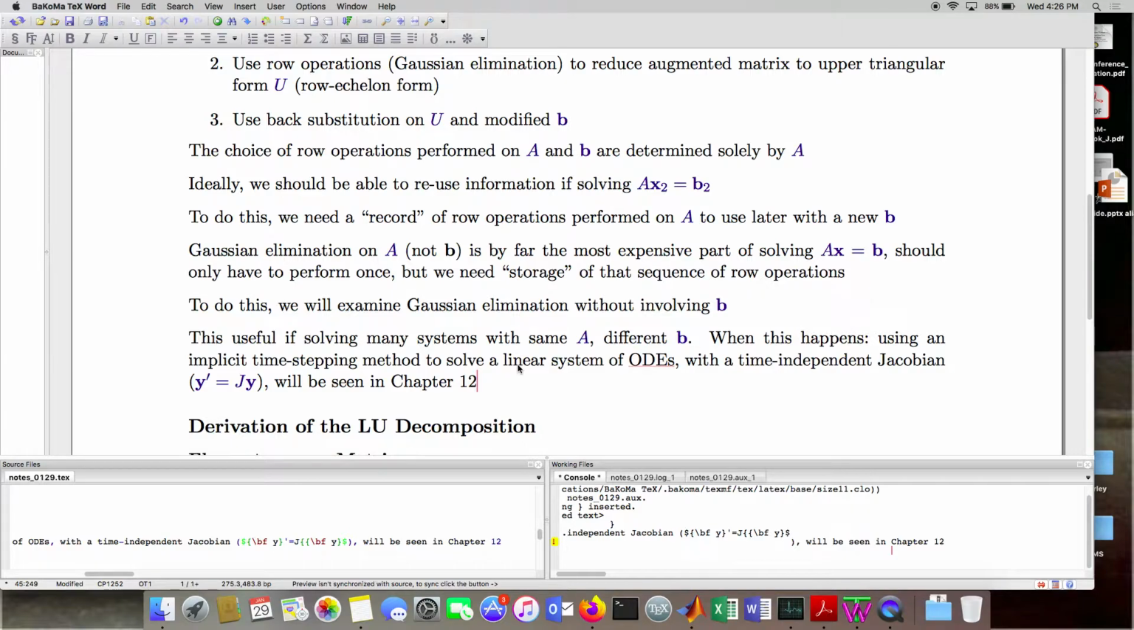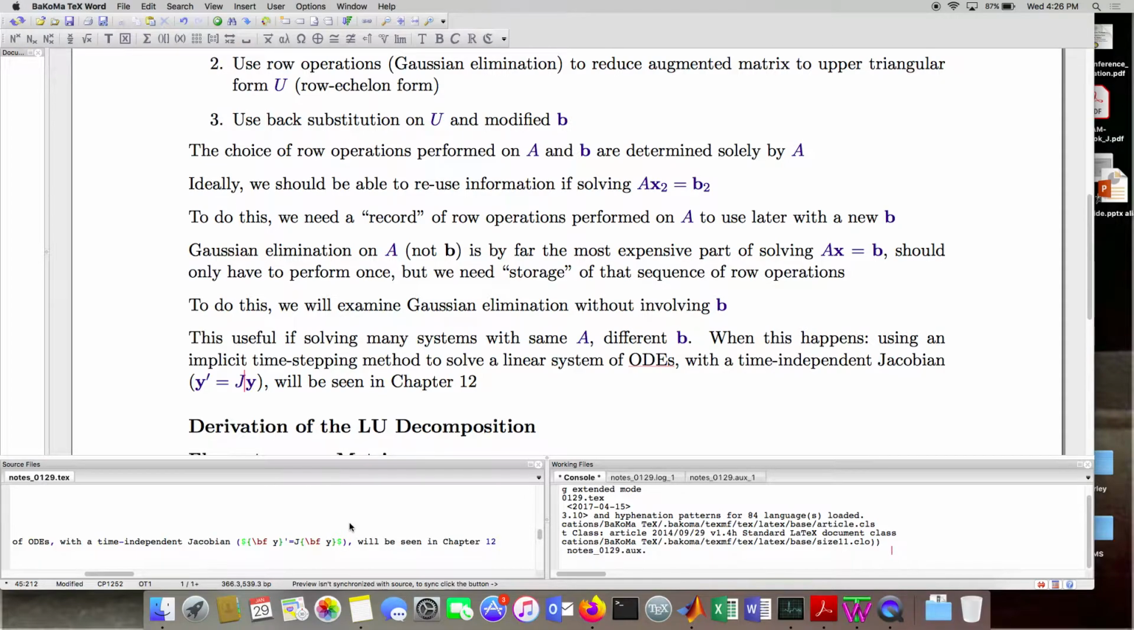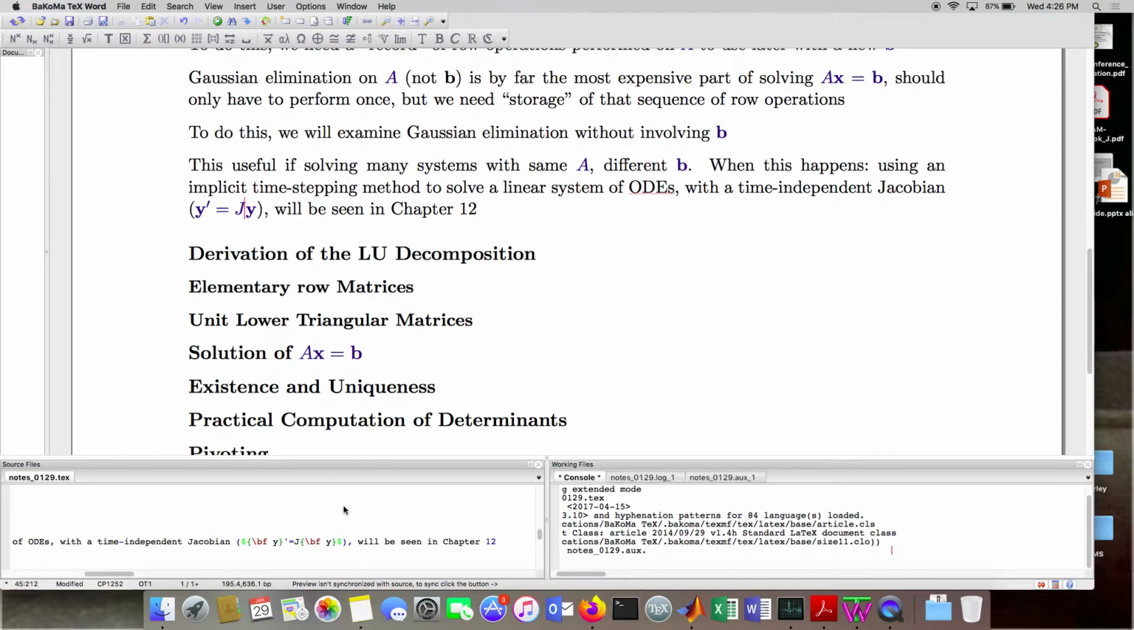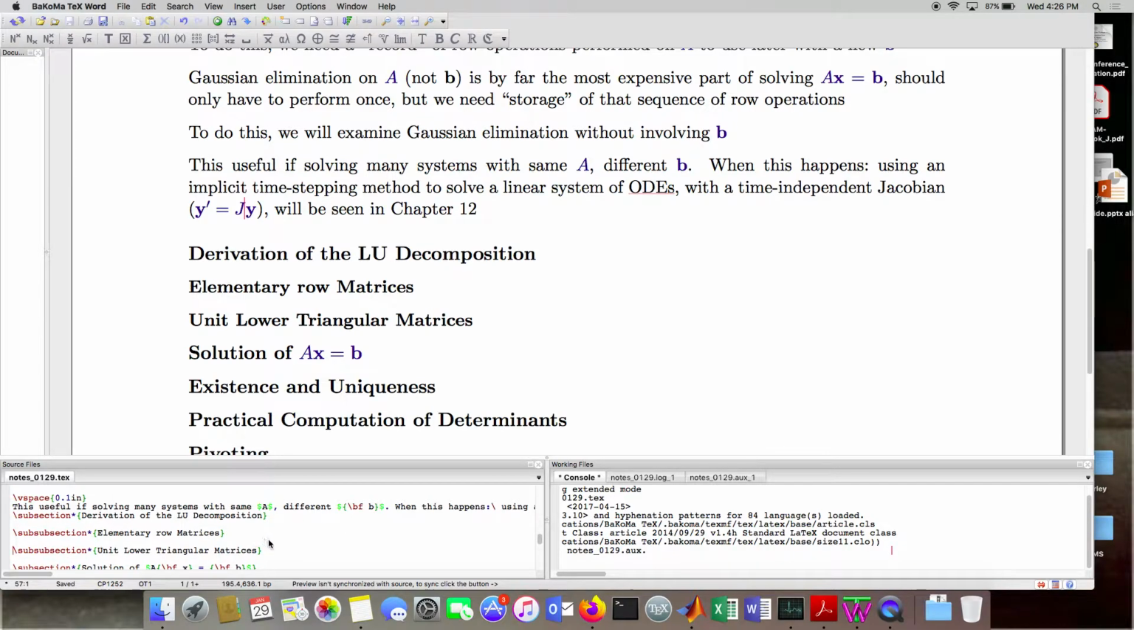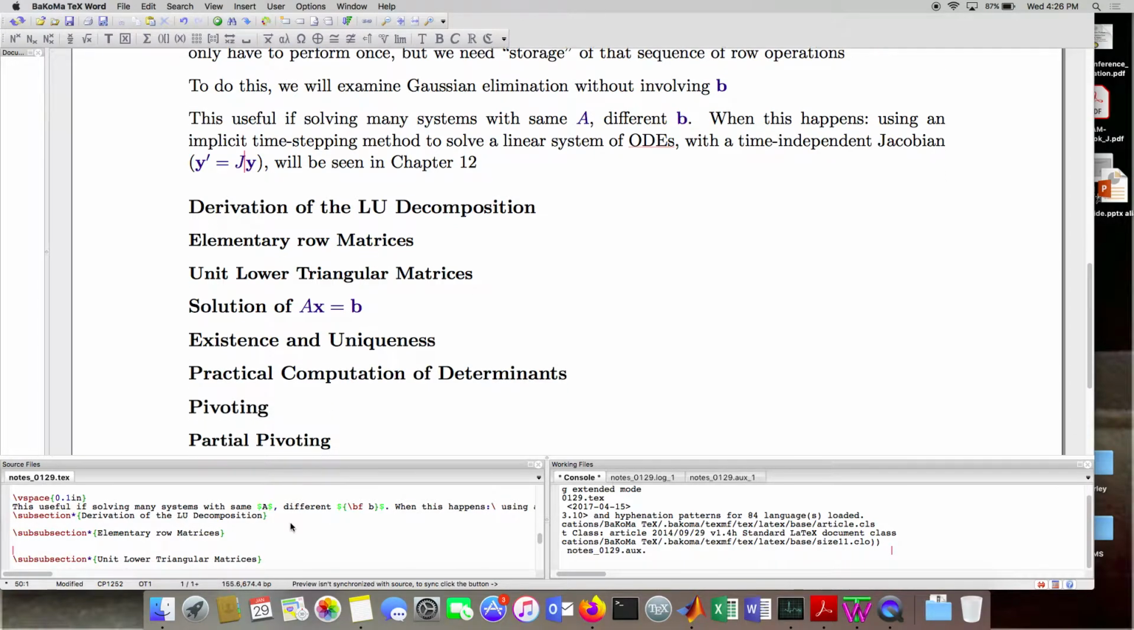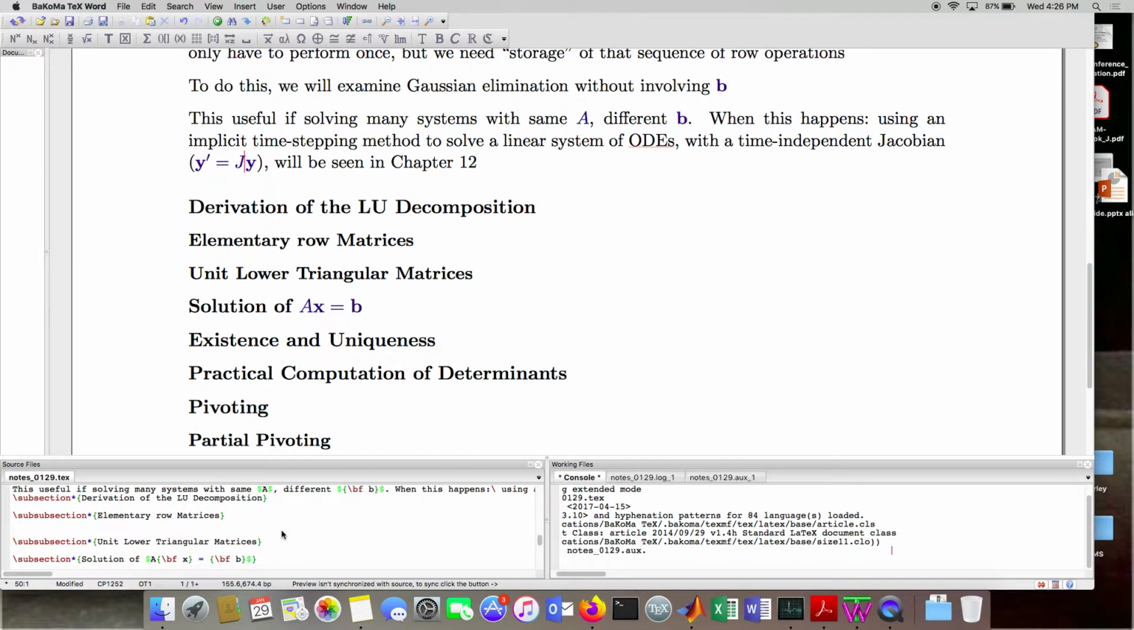So let's bring this up so you know that there actually is a need for this. Okay. All right. And it's going to lead to what is called the LU decomposition. So first we're going to scrutinize this Gaussian elimination process.